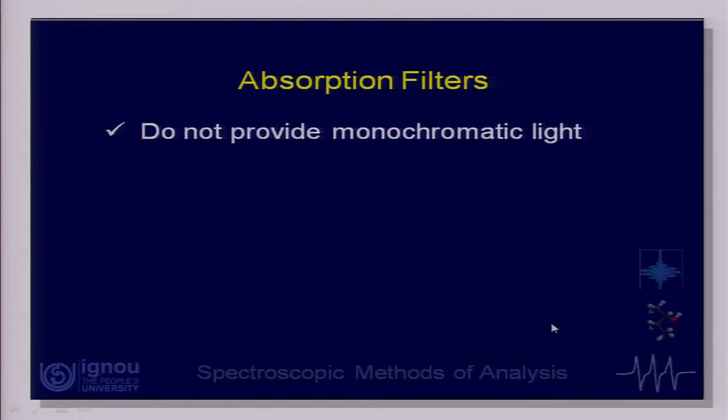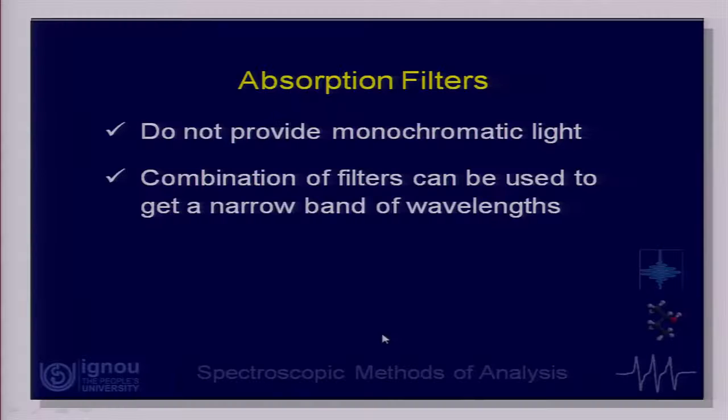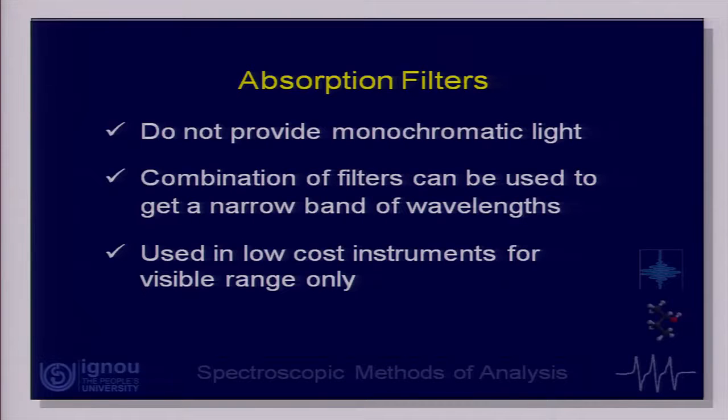If I look at absorption filters, the only drawback with them is that they do not provide monochromatic light. So, what to do? There is a way out. What we can do is take different combinations and try to make the output from that filter as narrow as possible. That is a possibility. However, because these are a little crude piece of apparatus, they are typically used in low cost instruments. They can be used only for the visible range, because we do not have filters for the UV range.